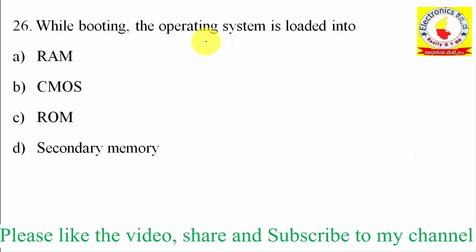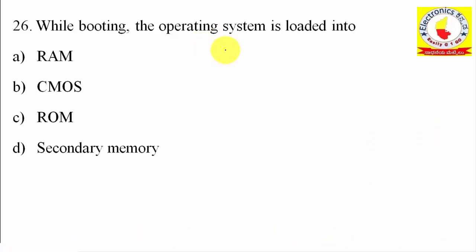Moving on to 26th question, what they have given is while booting, the operating system or OS is loaded into. See, we are having primary memory and we are having secondary memory. Secondary memory includes floppy disk and hard disk. Primary memory is RAM, which we use like temporary storage. See, if the CPU wants to access the hard disk, lots of time has to be involved. So for that reason we temporarily store the OS in RAM. So option A is going to follow.